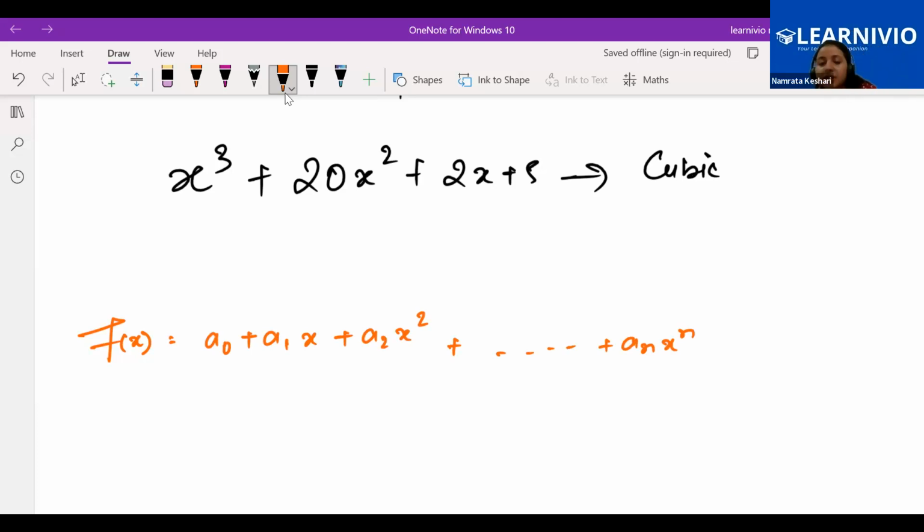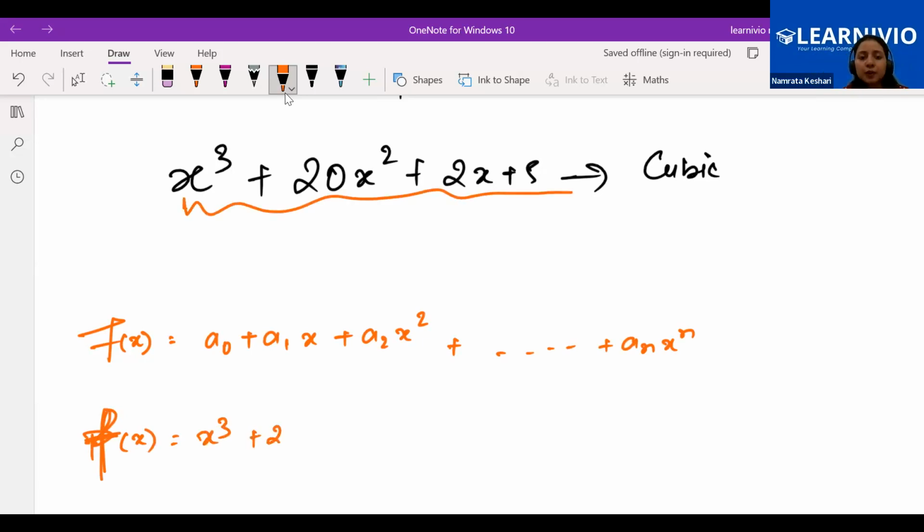Now let me give you an example. Suppose f of x is equal to x cube plus 20x square plus 2x plus 5. This example we have taken for a polynomial. We can call it a polynomial function. See, this is how the standard format is also given, but in reverse way.